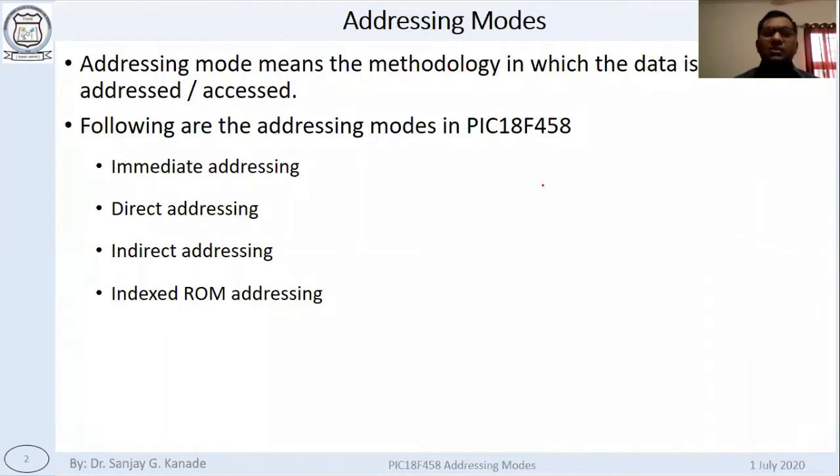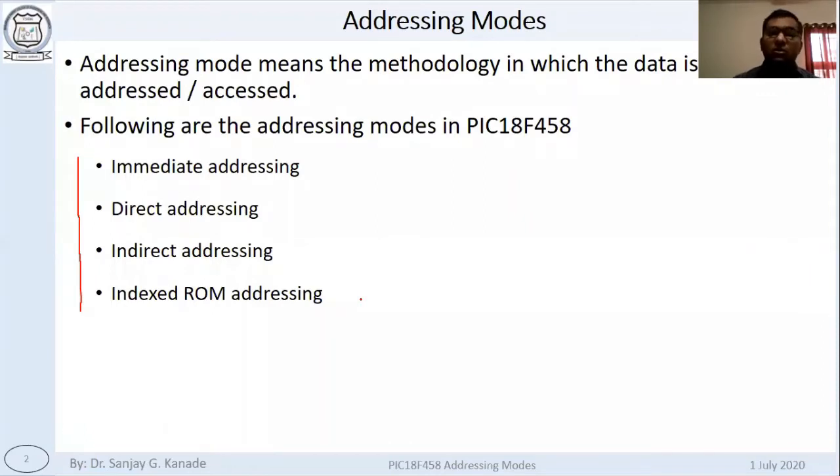What do I mean by this? Like I want to, let's say, add some numbers, or I want to copy some numbers from one location to another. So how that data or how those numbers are accessed, the way in which they are accessed, that is the mode of addressing. In PKTNF 458, we have four addressing modes: immediate addressing, direct addressing, indirect addressing, and indexed ROM addressing.